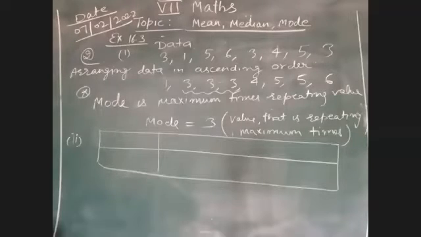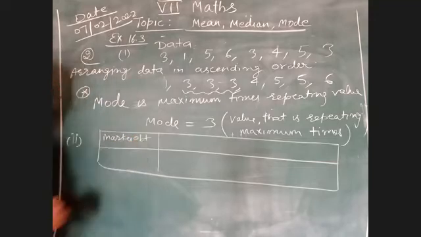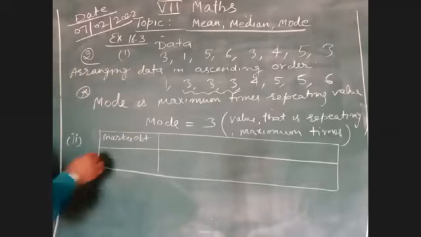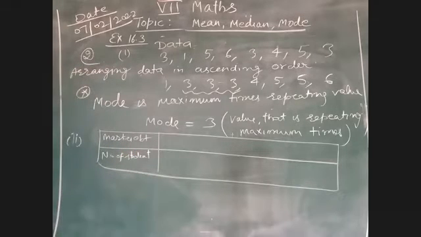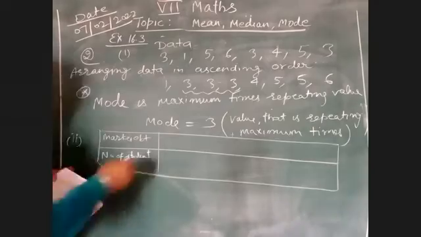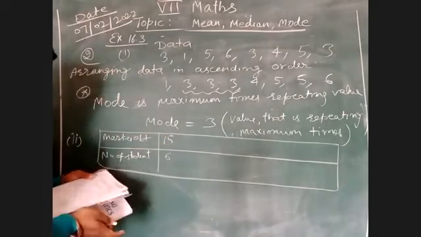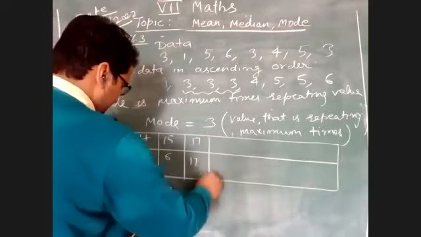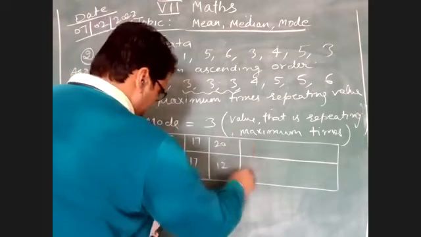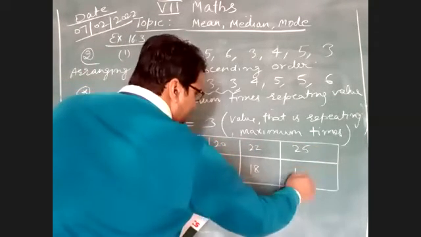So marks obtained by the students, and number of students. In your statement it is given in this format: marks obtained 15, number of students 6; marks obtained 7, number of students 17; 20, 12; 22, 18; and 25, 13.